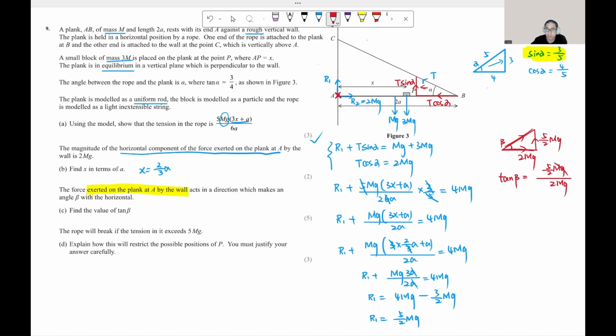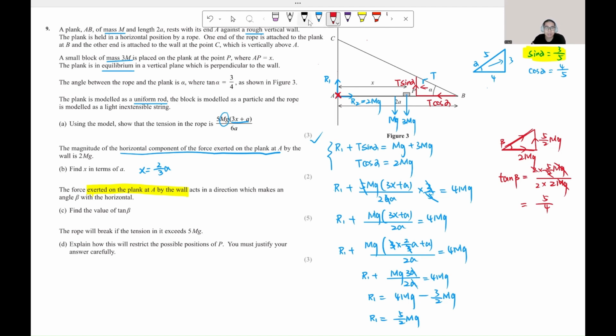So mg over mg cancels out straight away. So we're just left with 5 over 2 over 2. If you times by 2 for both top and bottom, then this 2 over 2 cancels out. So just 5 over 2 times 1 over 2, which is 5 over 4. Then that would be the answer. Tan beta is 5 over 4.